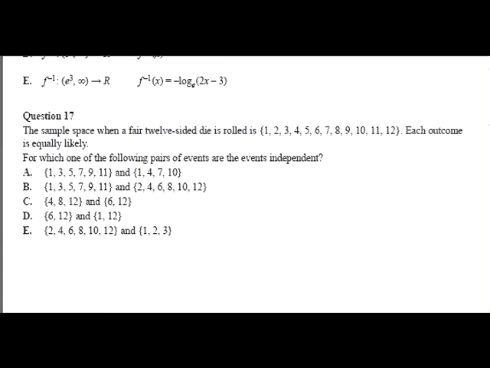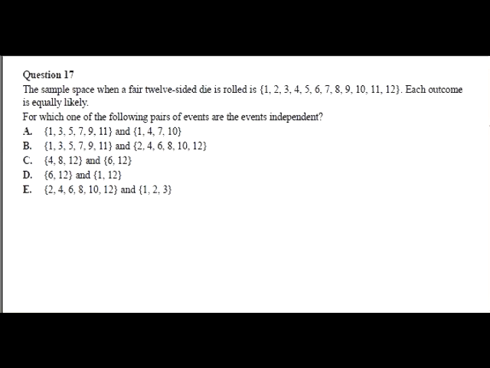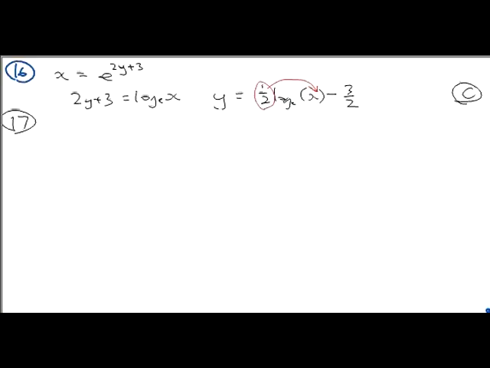Okay. Question 17, onto some probability type things. You've got a sample space and a variety of outcomes. They want independent. What does independent mean? Probability of A times the probability of B is the probability of A intersection B. So in other words, A and B are not related events.